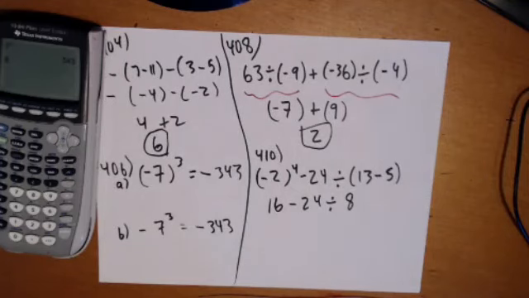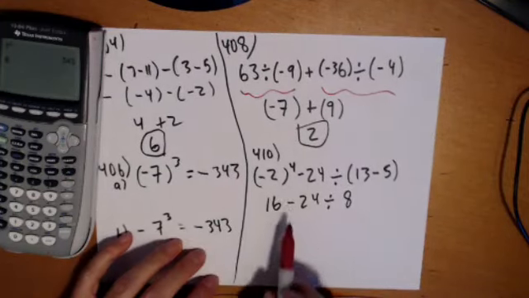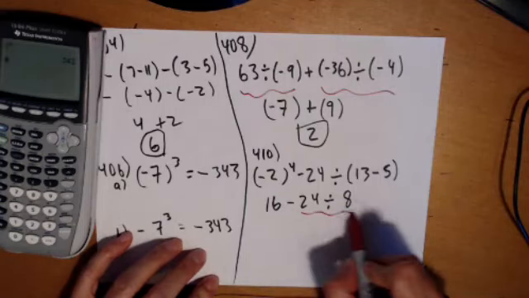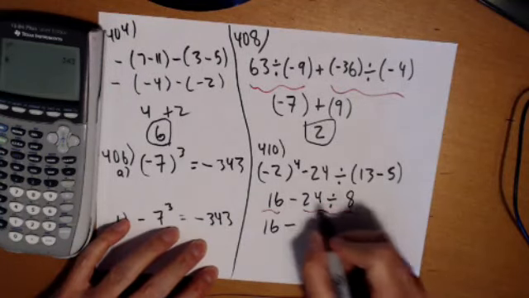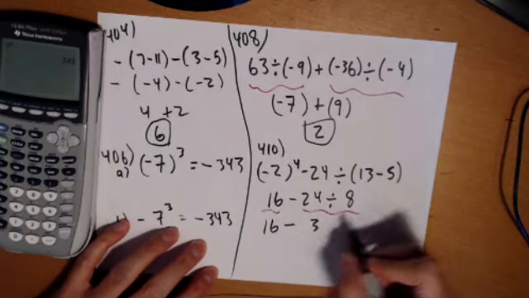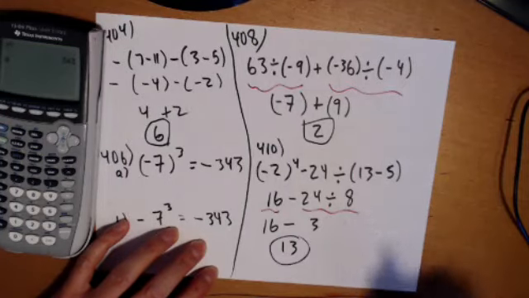Aha! I must do all multiplications and divisions before any additions and subtractions. So basically this minus is separating worlds. So there's a little world, and there's a little world. So it's going to be 16 minus 24 divided by 8 is a 3. 16 minus 3, 13. Boom.